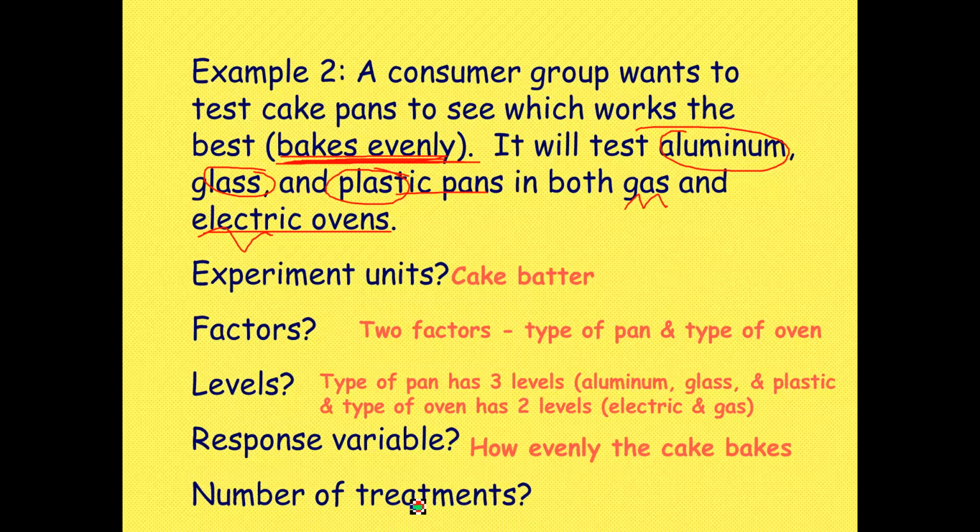And the number of treatments. Well, to find the number of treatments, you can just multiply your factor. You can just find the number of specific treatments for your factors. So for the type of pan, we have 3, and for the type of oven, we have 2. But remember, each pan has to go in each type of oven, so we multiply 3 times 2, and we get 6, because those are the total possible combinations of factors and levels.